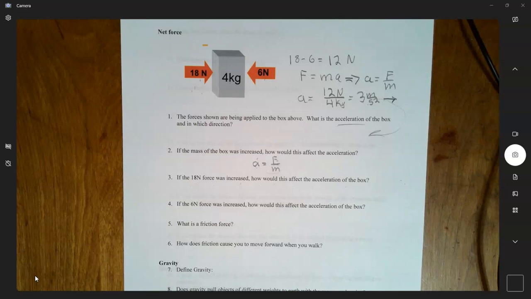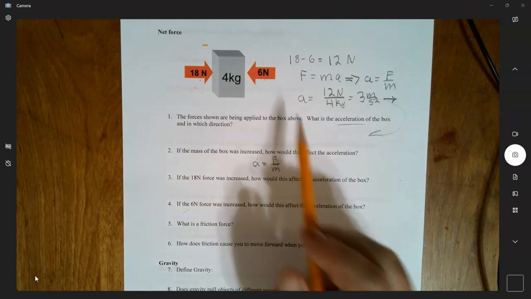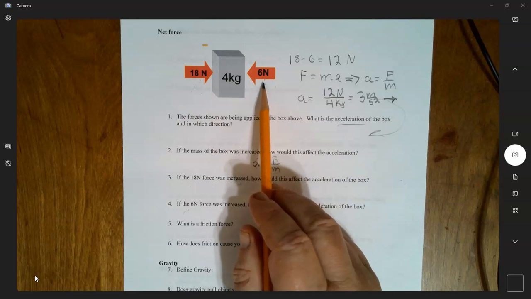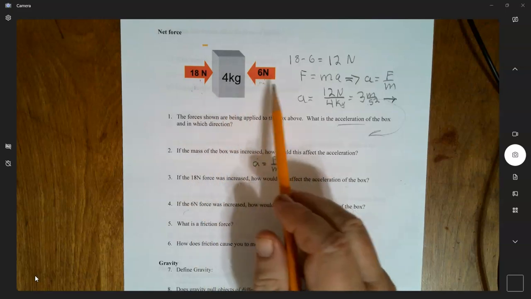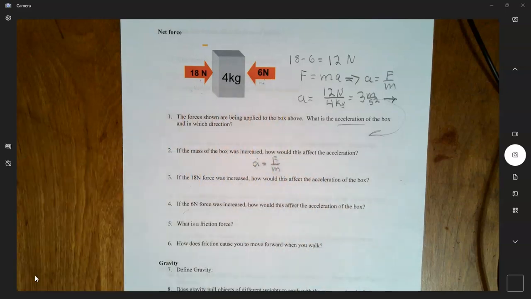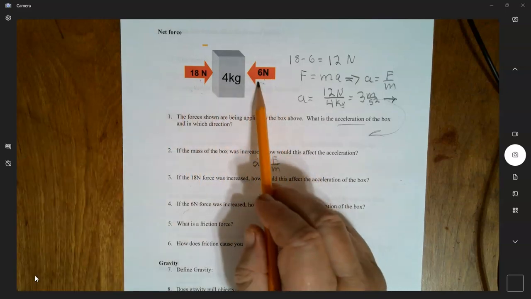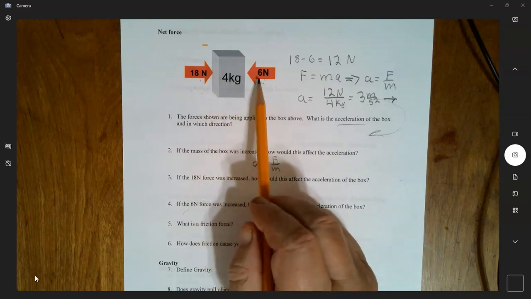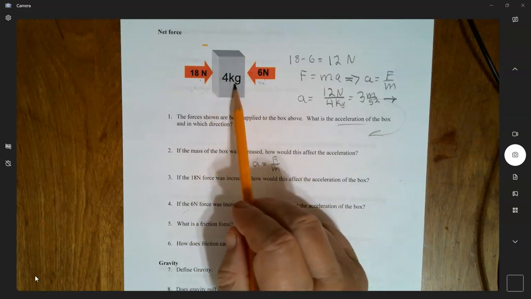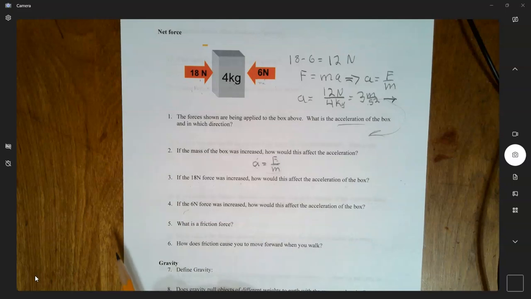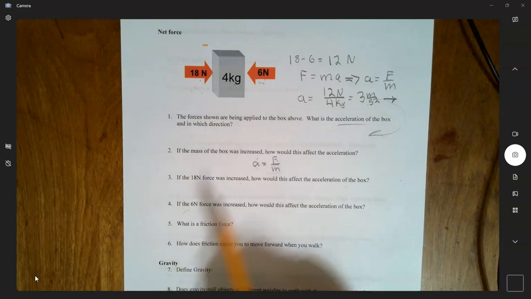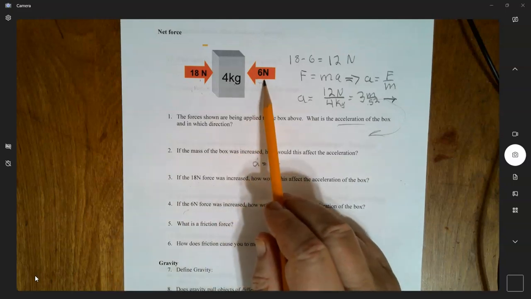If the 6 newton force was increased, how would this affect the acceleration? So now the opposing force is going to get greater. It depends how much it increased. If it increased to be bigger than 18, then it would actually start accelerating in the other direction. But let's just say it goes to 12. So 18 minus 12 is 6, and 6 divided by 4 would be 1.5. So the acceleration would decrease if you increase the opposing force.